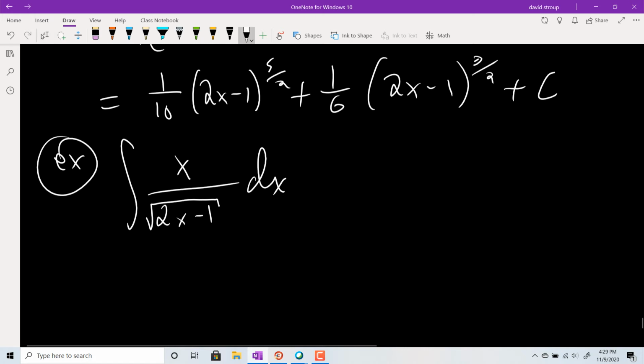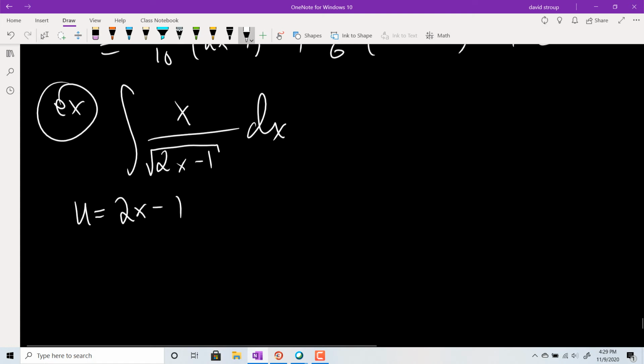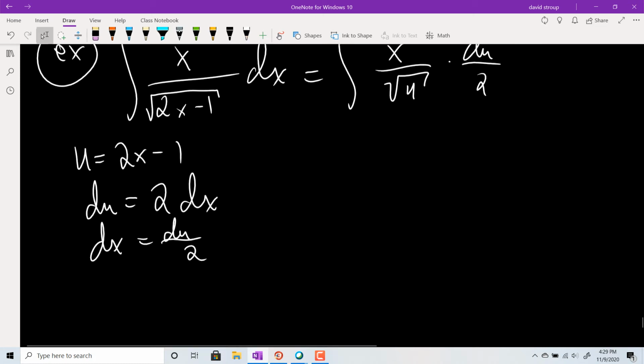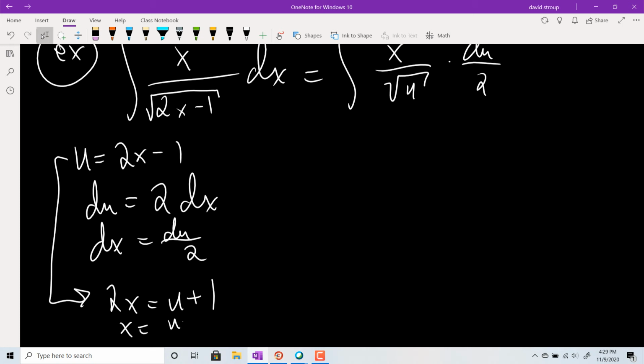Okay, so again, naively you think, I'm going to let u be 2x minus 1, then du will be 2 dx, and dx will be du over 2, and again you're kind of stuck, because that x in the numerator won't go away. But never fear. You could just take this and solve it for x. So you get 2x equals u plus 1, and then divide both sides by 2, and you can remove x and replace it.